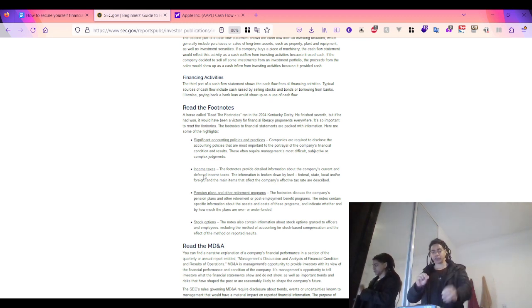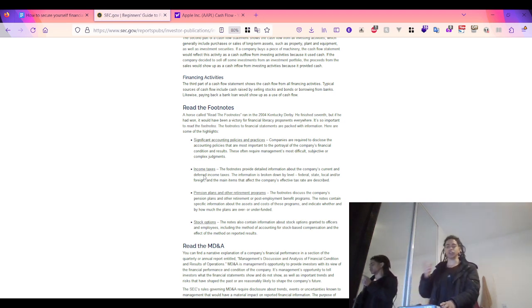Also, the pension and post-retirement program, or any other retirement programs, so pension plans or any post-employment benefit programs. Here it describes specific information about the assets, the cost of this program, as well as whether the program is over or underfunded. And the stock option, which is a kind of compensation from a company to its employees, where a stock option is a financial instrument.